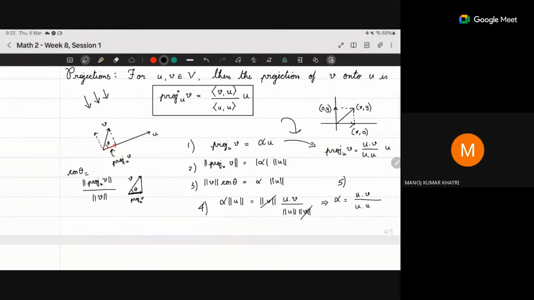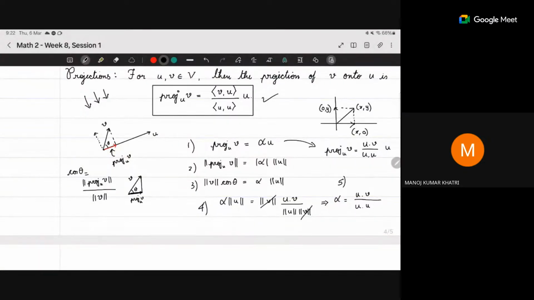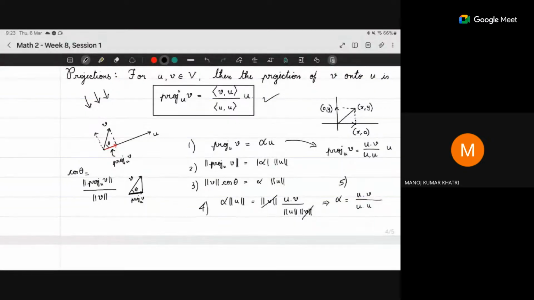So here what I did was I gave an idea of where this formula comes from, motivated by the geometry of R2. And then I said that for arbitrary inner product spaces, this is the formula, where instead of the dot product, I've just replaced it with the inner product available. And this is called the projection of v onto u. Is that fine? Fine, sir, totally fine.